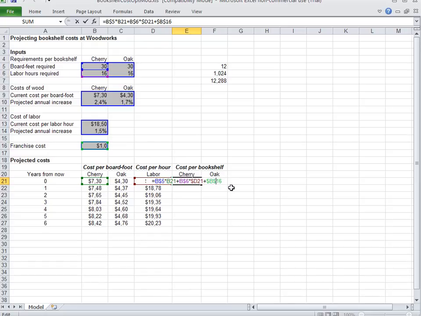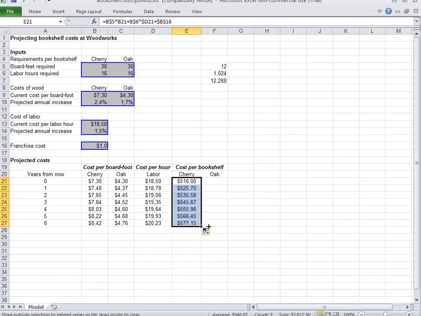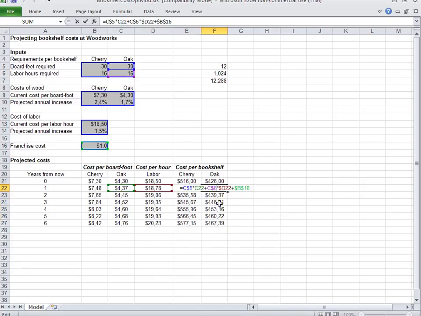Now let's copy the formula. Once again, we copy it down, and then we take the entire column and copy it to the right. Here it is. The formula works absolutely correctly. And now we know that at the end of the 6th year, or year number 6, counting from 0, we have the costs at $577 and $467. And it began from 516 and 426.